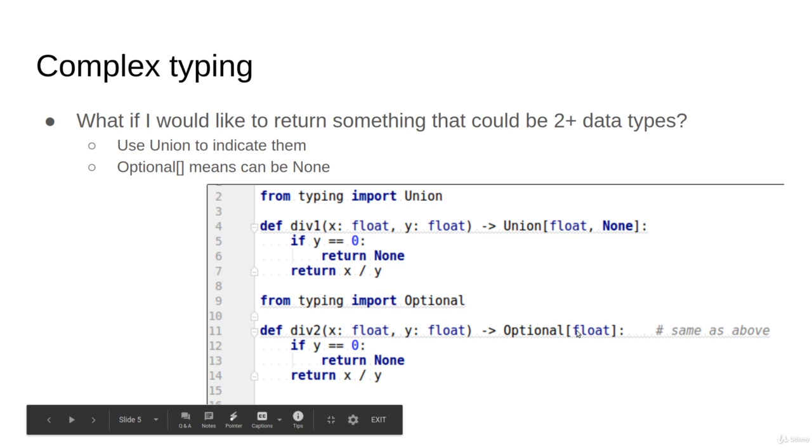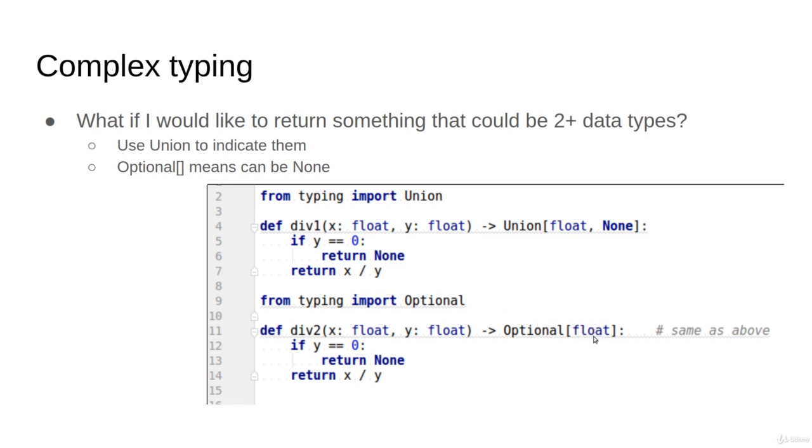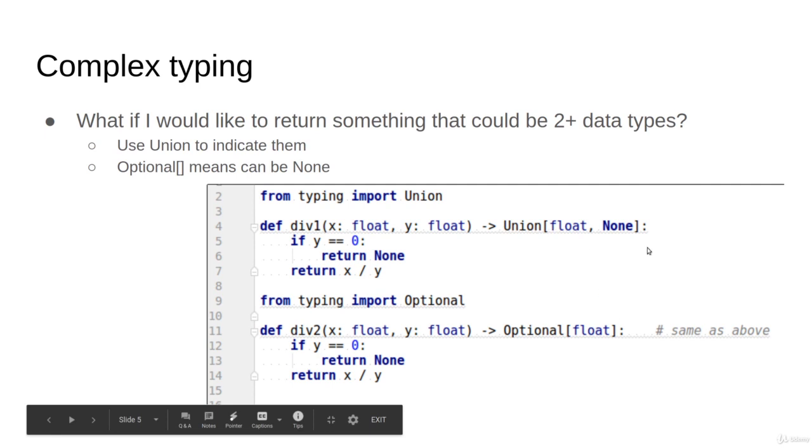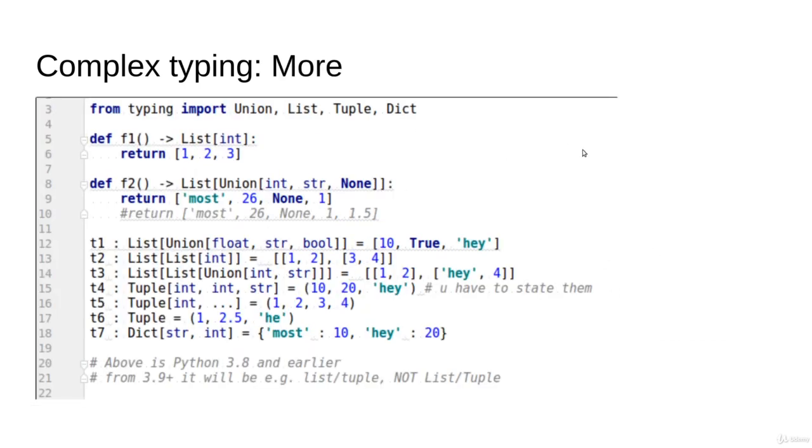Optional also means that this is an optional one, and otherwise we can return a None. So these two syntaxes are the same. Let's go into much more complex things.